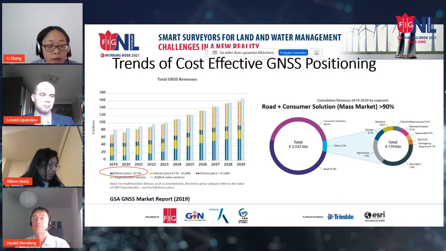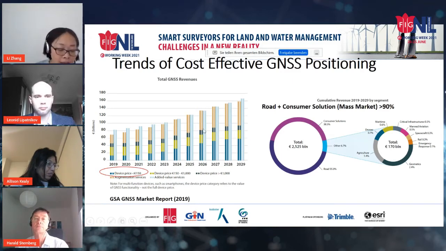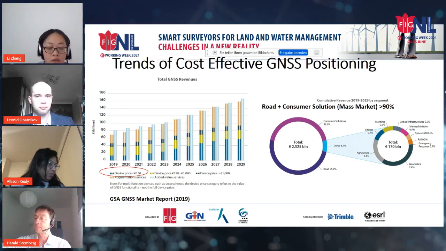It's very interesting. Maybe some of you also know this graphic from the GNSS market report from the GSA, the European Global Navigation Satellite System Agency. Here you can see this figure, and it shows the growth of the total GNSS revenues from 2019 to 2029. The growth is mainly due to the revenues from mass market devices, that means GNSS devices less than 115 euro, and also from the augmentation services.